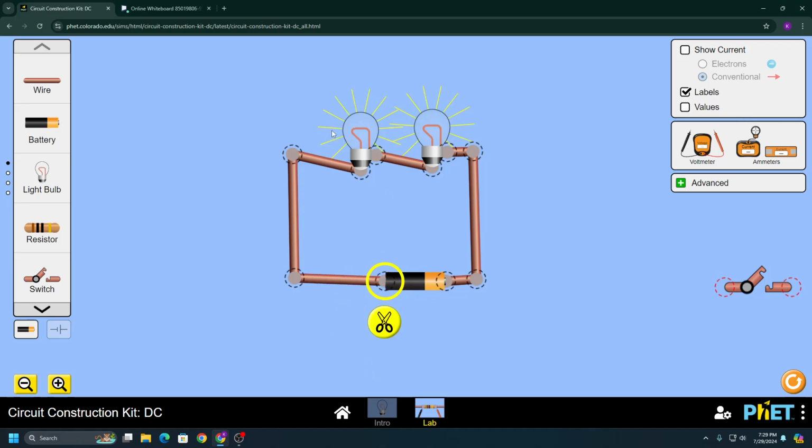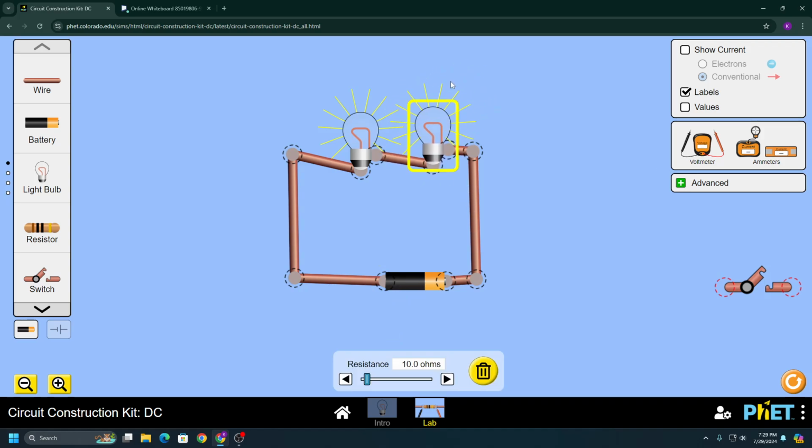So my gut, honestly, before I learned all this stuff, was saying this one here is going to be brighter because it's going to have the most current going through here, and some of that current's going to get used up to create light. And then it's going to go through here, and there's going to be less current. So that's why it should be less bright.